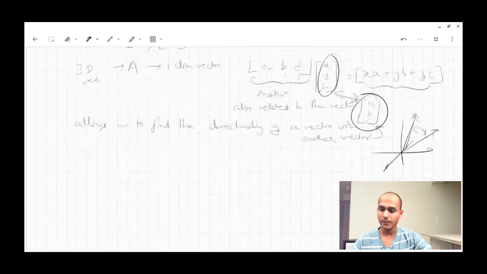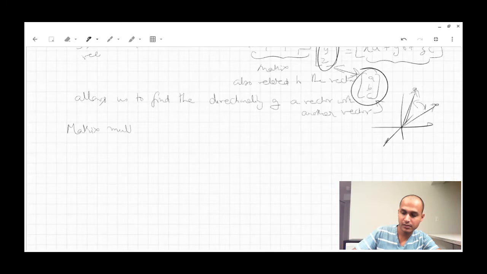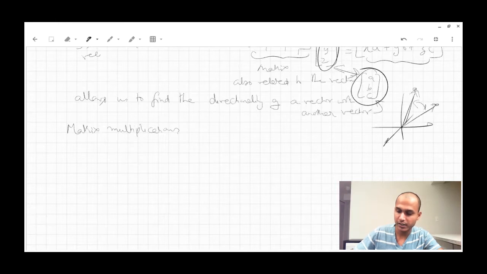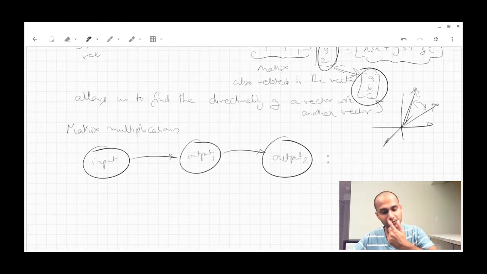And let me quickly add a note about matrix multiplications. As we know, linear transformations are matrices. Let's say there's an input, and we transform it to an output, and we further transform it to another output, output 2, and this is output 1. In general, for functions, this is just called function composition.